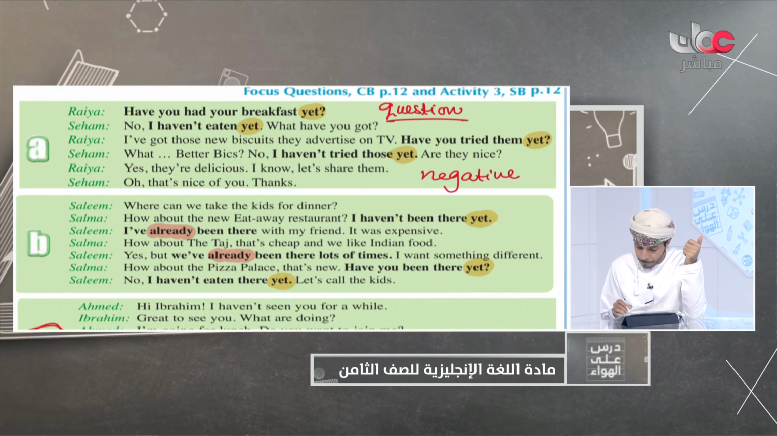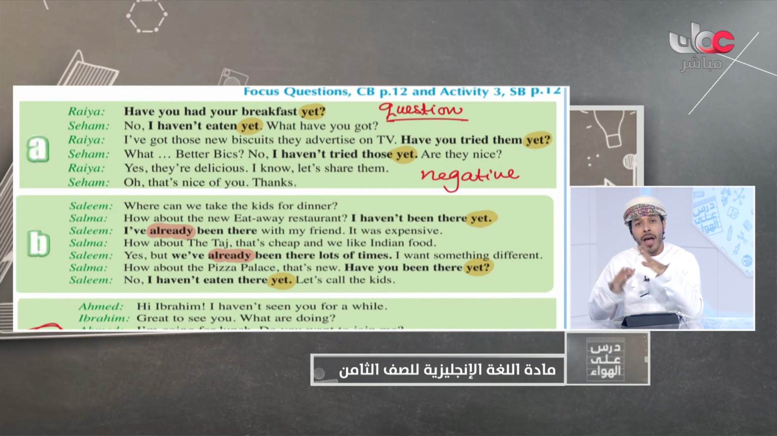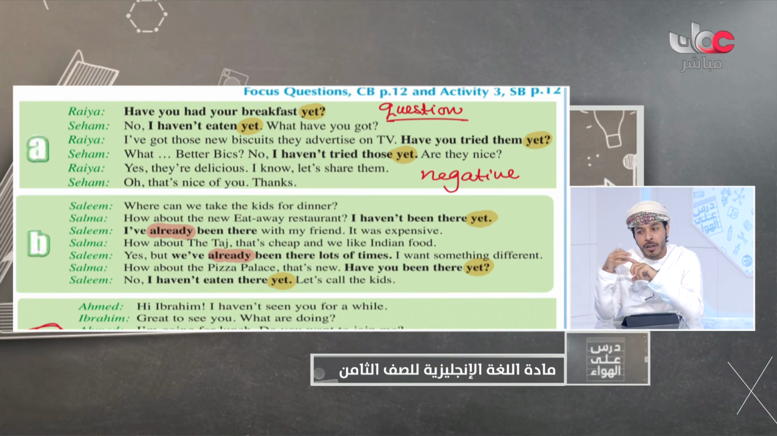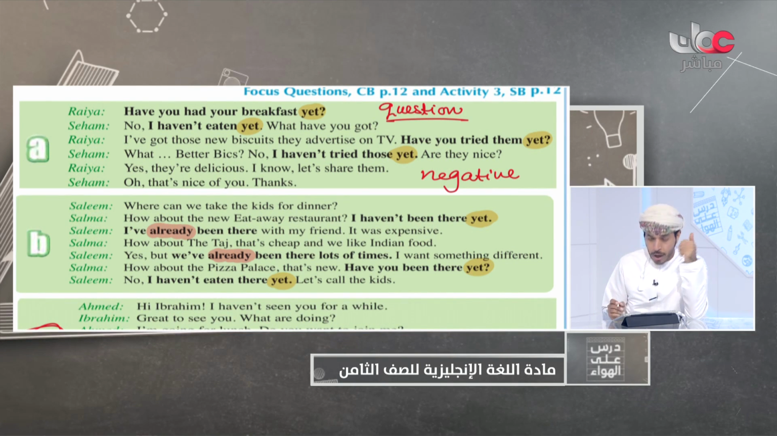Good. Have you tried them yet? We have a question. So we understand that yet is used at the end of a question, and at the end of a negative sentence, the sentence that contains negation, which includes hasn't done something or haven't done something. Good, guys? So we use yet in this way, in questions and in negative sentences.